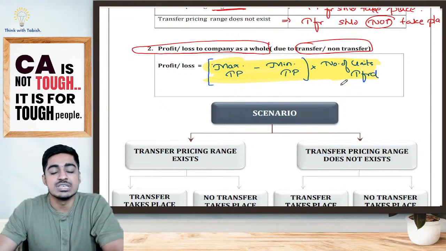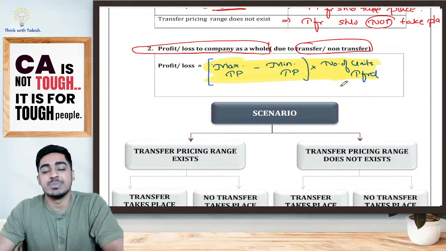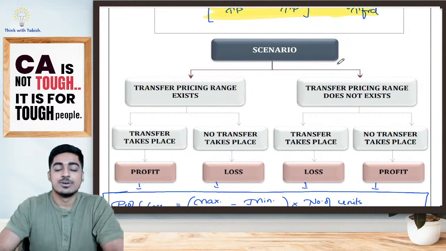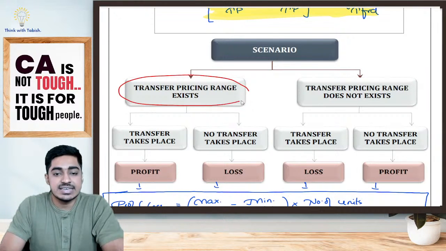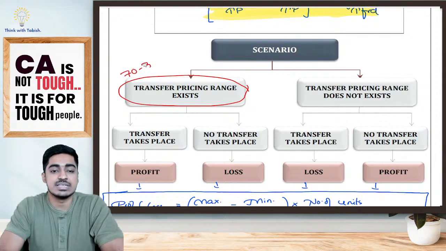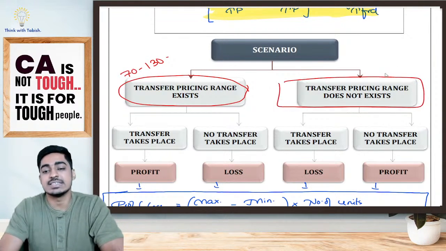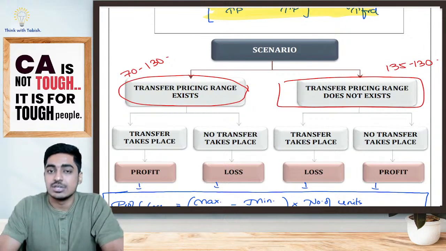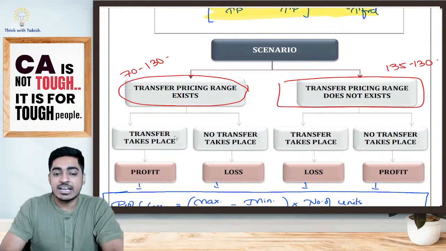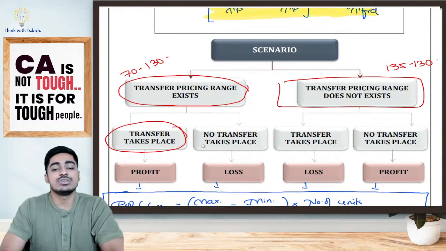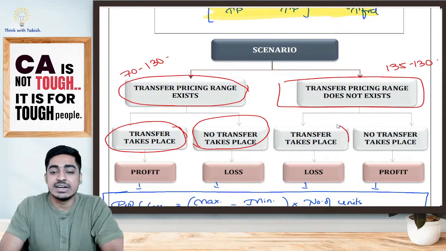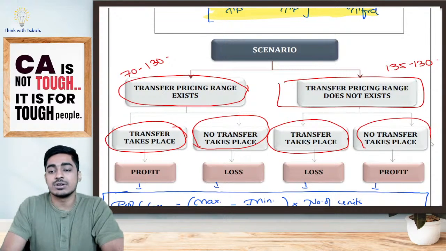So what is the profit or loss? It is the maximum transfer price minus the minimum transfer price into the number of units transferred. So look at the scenarios, what all is possible. First, if the transfer pricing range exists, that is, suppose the transfer pricing range is 70 to 130. Second, if the transfer pricing range does not exist, that is, suppose 135 to 130. If the transfer pricing range exists, two decisions are possible: actually transfer has taken place, or actually transfer has not taken place. Again, if the transfer pricing range does not exist, but still transfer has taken place, or still transfer did not take place.